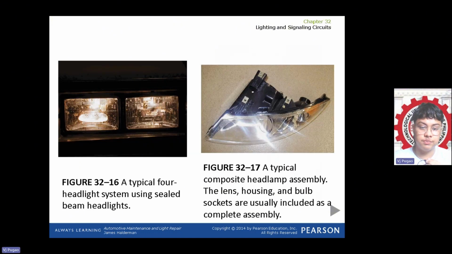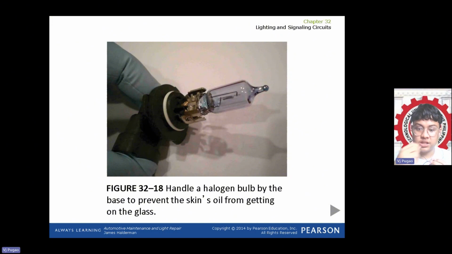Typical for a headlight system using sealed beam headlights. In a typical composite headlamp assembly, the lens housing and bulb socket are usually included as a completely assembled unit. Handle a replacement halogen bulb carefully to prevent skin oil from getting on the glass.